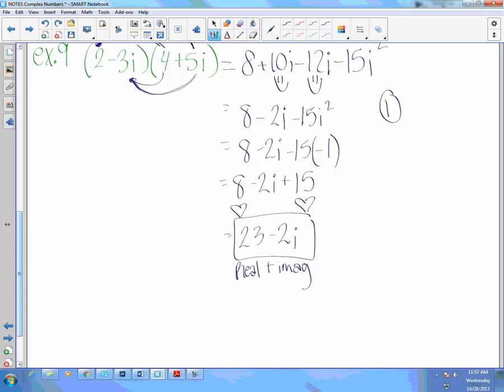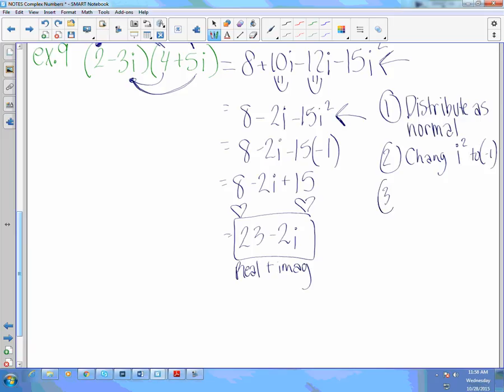So first step is distribute, as normal, right? I'm going to distribute on this step before I combine. Before I combine my terms, I like to change my i squared to a negative 1. That way I only have to combine the terms once, instead of combining the terms at 2 different points. So I would first change the i squared to a negative 1, and then combine my terms, and then you're good to go.